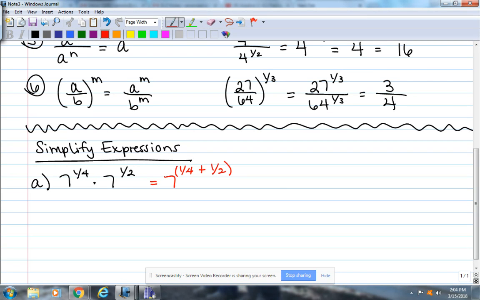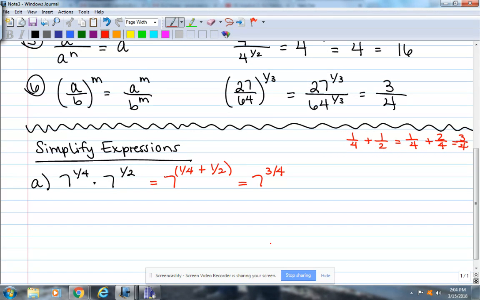Now, if we need to, come over to the side somewhere. And so 1/4 plus 1/2, what's the common denominator? 4. So 1/2 is the same thing as what over 4? 2 over 4. And 1 over 4 plus 2 over 4 is 3 over 4. So this is 7 to the 3/4 power.